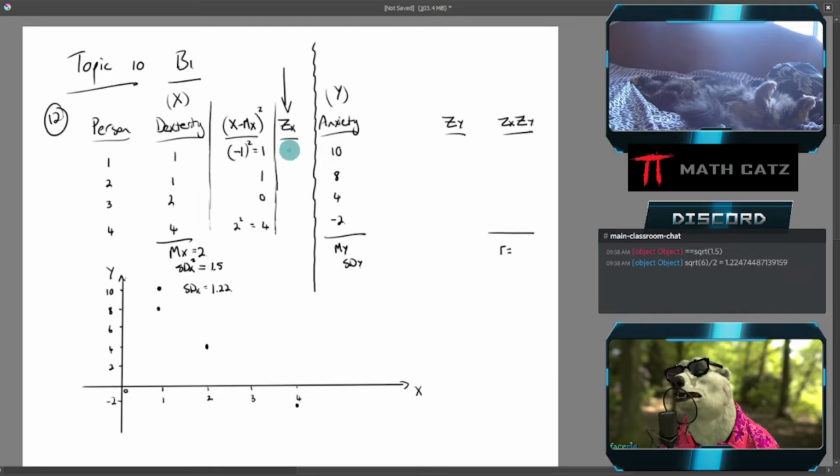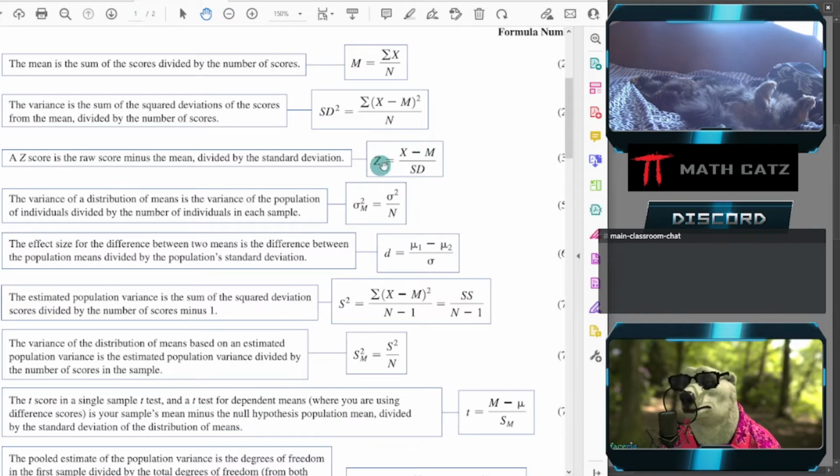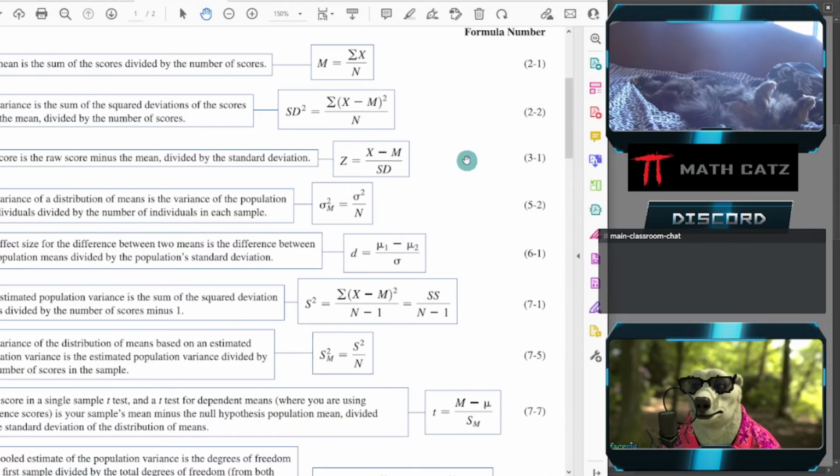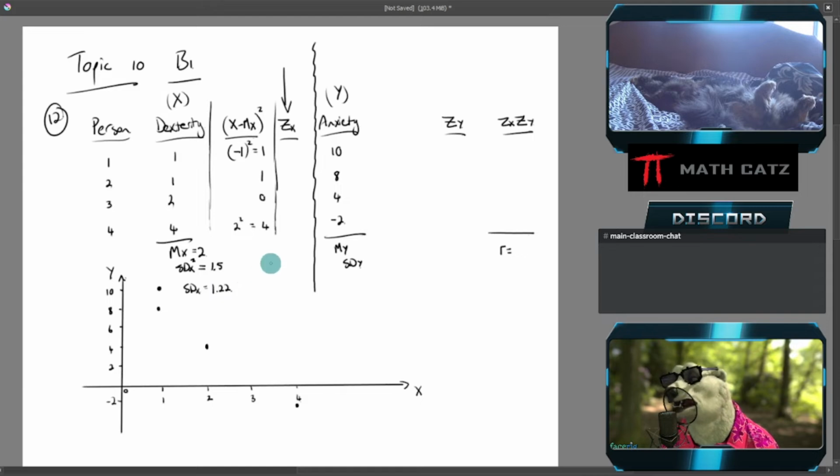So now for the z-score, it is this exact formula. Take the x-score, subtract the mean, and divide that by the standard deviation. So let's do the first one here.